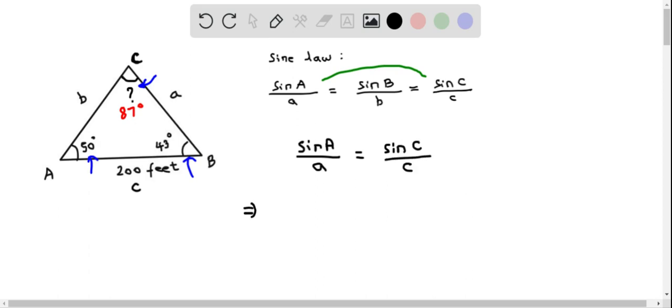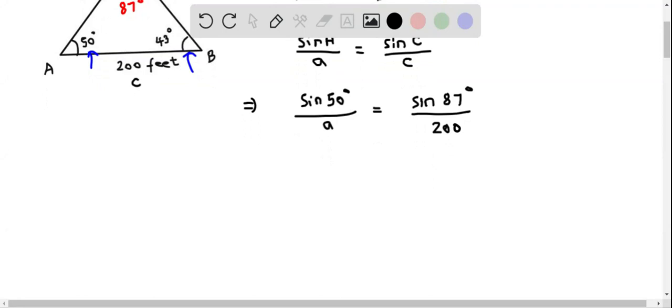So we can substitute the values which we know here. We know that angle A is 50 degrees. So I replace angle A by 50 degrees divided by the side length A, which we don't know. So I write down this as A, and then sine of angle C, which we have just found out, that is 87 degrees over the side length C, which is 200 feet. So I write it down without the units. Now we can solve for this side length A using this relation, because we have three known quantities and just one unknown quantity.